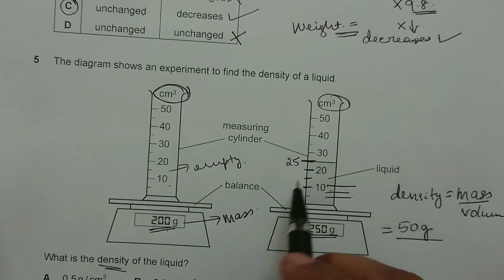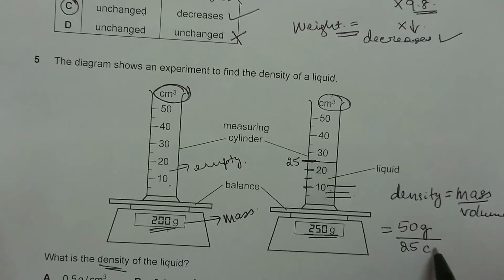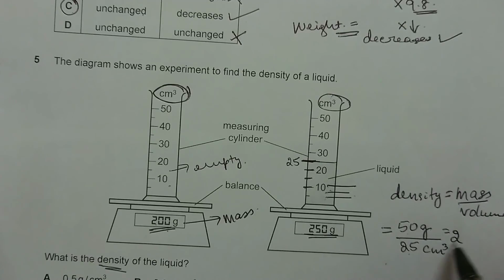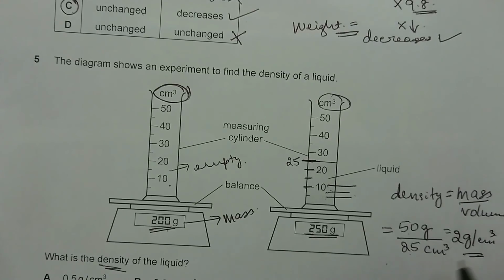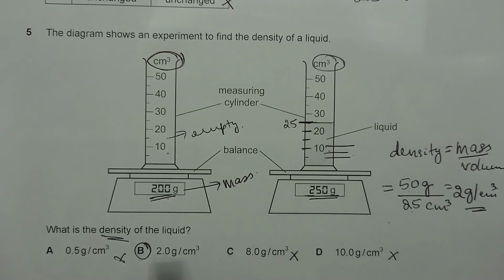Over volume. What is the volume here? 25 cm cube. Therefore, 25 divides 50. How many times? 2 times. What is the unit? Gram per cm cube. So, which option is that? This is 0.5, wrong. This is 2 gram per cm cube, correct. This is 8 gram per cm cube, wrong. This is 10 gram per cm cube, wrong. So, the correct option is B.